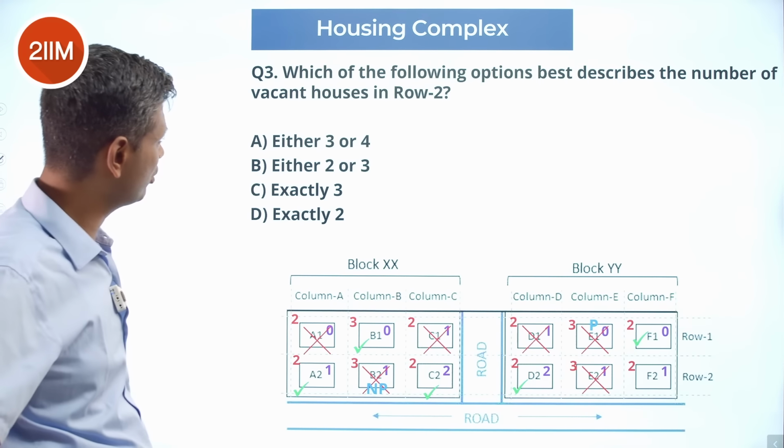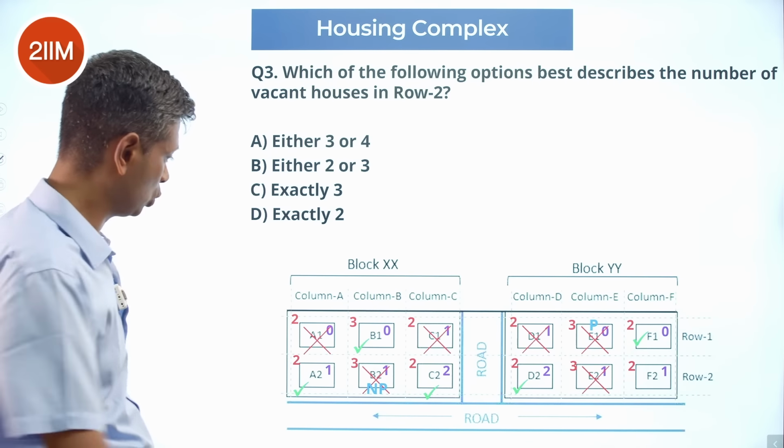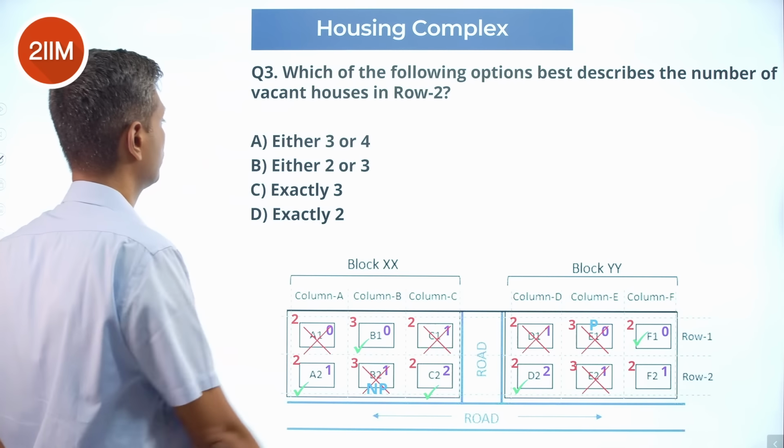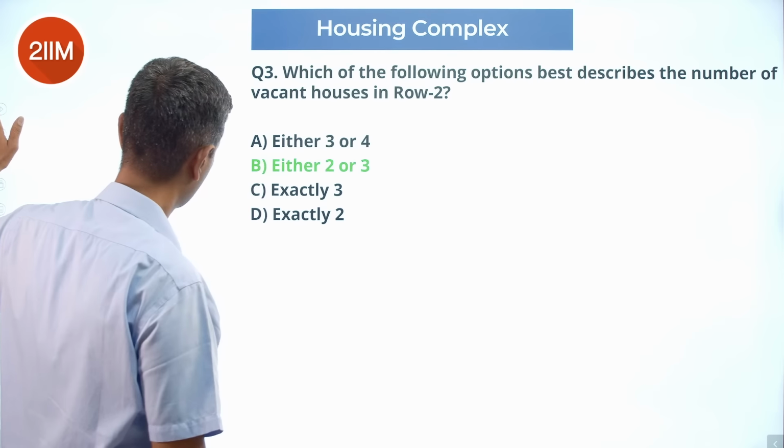Which of the following options best describes the number of vacant houses in row 2? Row 2, this is vacant, this is vacant, that may or may not be vacant. 2 are vacant for sure, 2 or 3, done.